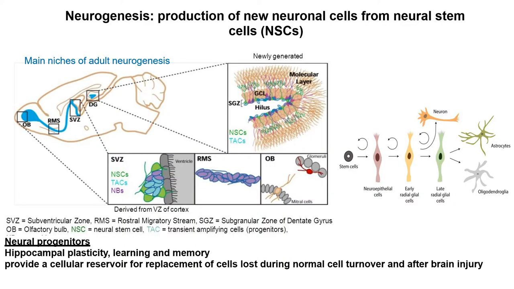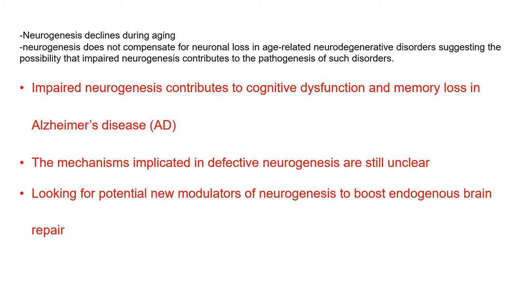The niches contain neural progenitors that are able to differentiate into new neuronal cells, providing a cellular reservoir for replacement of cells lost during normal cell turnover and after brain injury. However, neurogenesis does not compensate for neuronal loss in age-related neurodegenerative disorders, and impaired neurogenesis contributes to cognitive dysfunction and memory loss in Alzheimer's disease. Since the mechanisms implicated in defective neurogenesis are still unclear, we are trying to find new potential modulators of neurogenesis to boost endogenous brain repair.